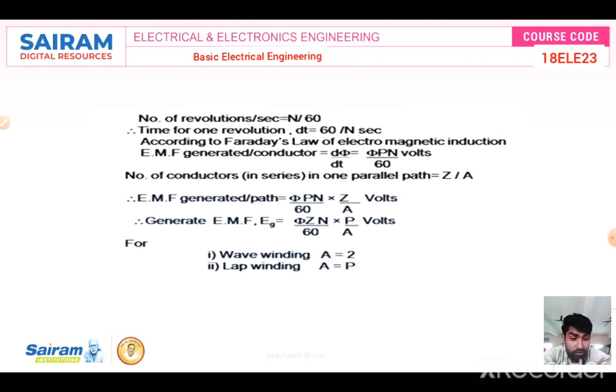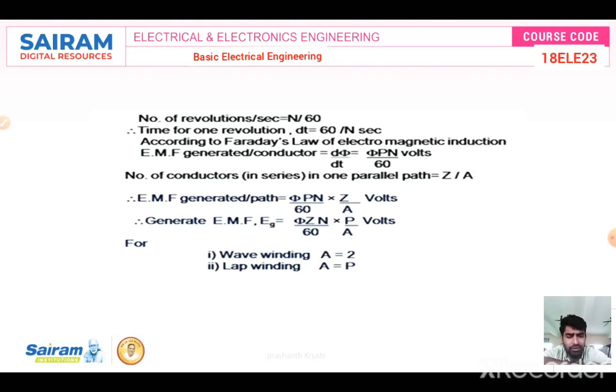So the number of revolutions per second is N by 60. Time for one revolution is dt equal to 60 by N seconds. According to Faraday's laws of electromagnetic induction, the EMF generated by a conductor is dφ by dt, that is φPN by 60 volts. The number of conductors in series in each parallel path is Z by A. EMF generated per path is φPNZ by 60A volts, and so E_G is equal to φPNZ by 60A.